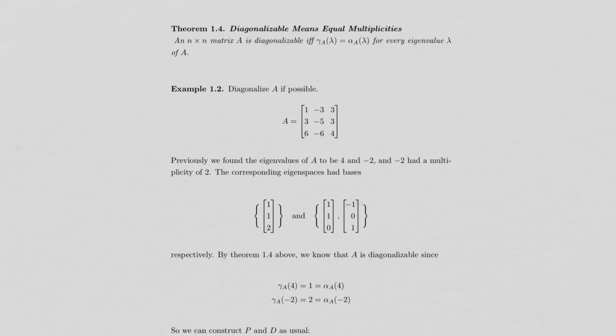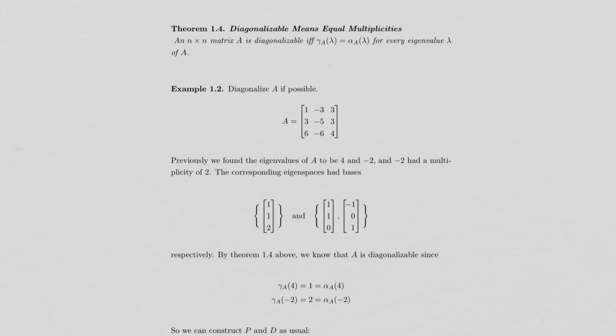This theorem says if A is an n by n matrix, it's diagonalizable if and only if the geometric multiplicity for lambda is equal to the algebraic multiplicity for lambda for every eigenvalue lambda of A. So we can summarize that by saying diagonalizable means equal multiplicities, or simply diagonalizable matrices have equal multiplicities, meaning the geometric and algebraic multiplicities are equal for every eigenvalue.